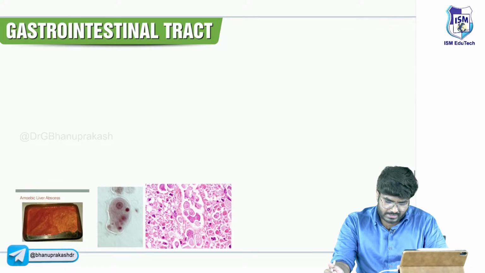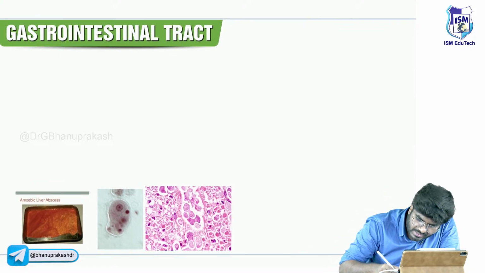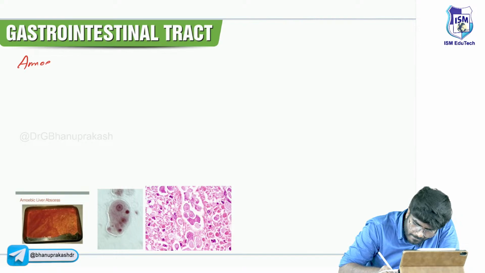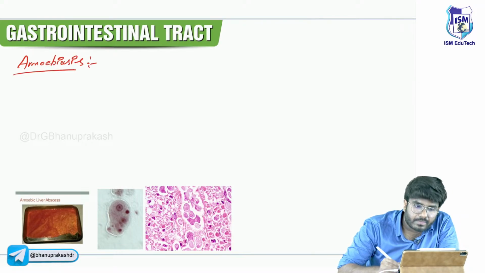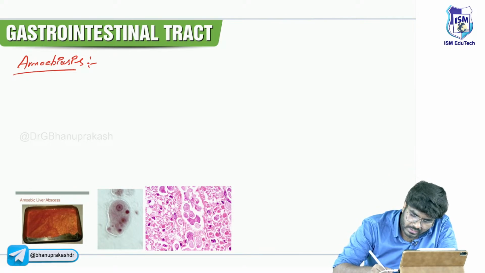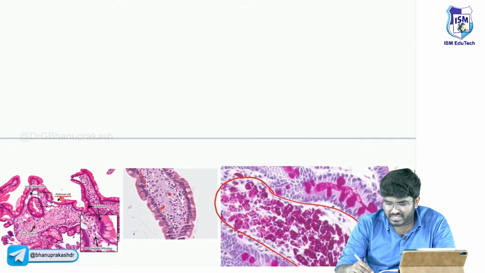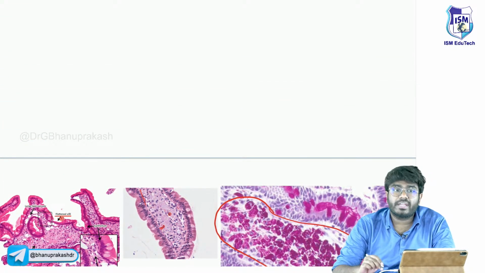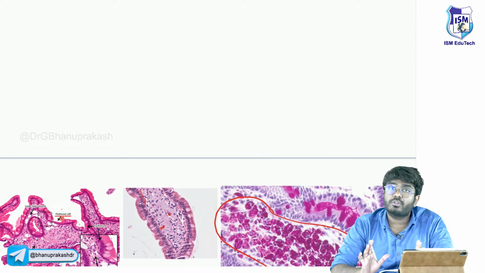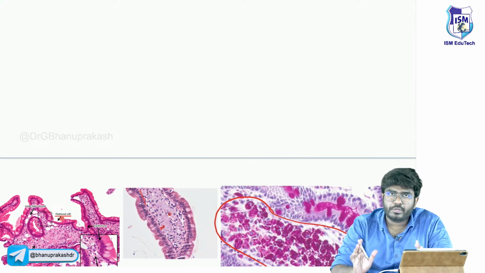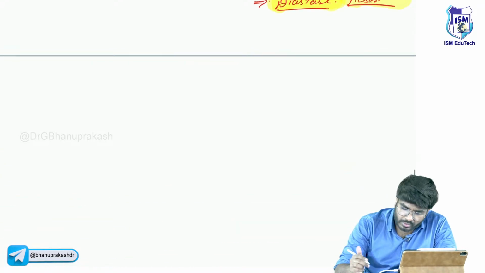Now after Whipple's disease, the next disease I want to discuss is amoebiasis. What is the causative organism? Entamoeba. One point I want you to know: Whipple's disease is not just limited to the intestine. Other organs are also going to be involved.